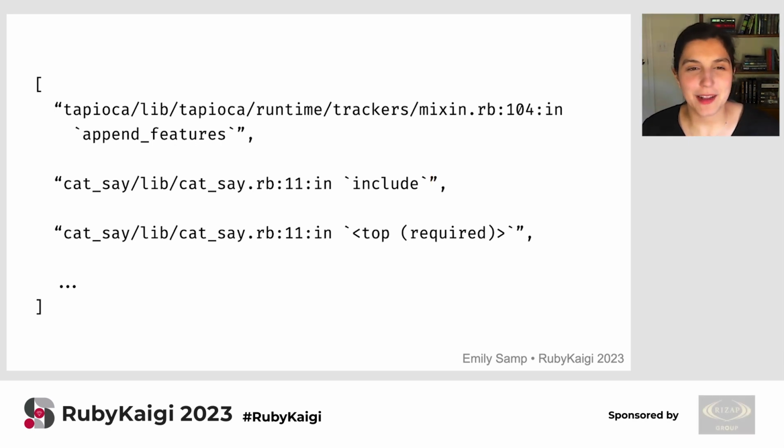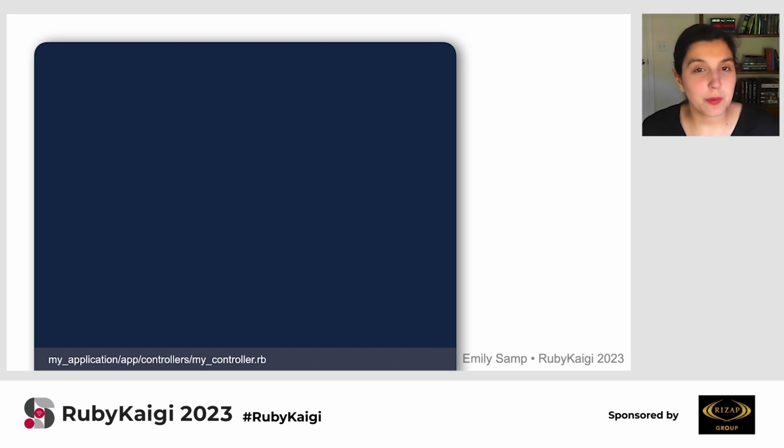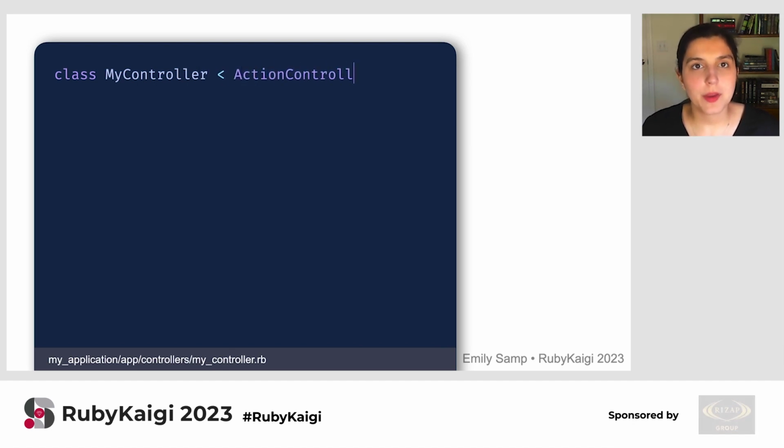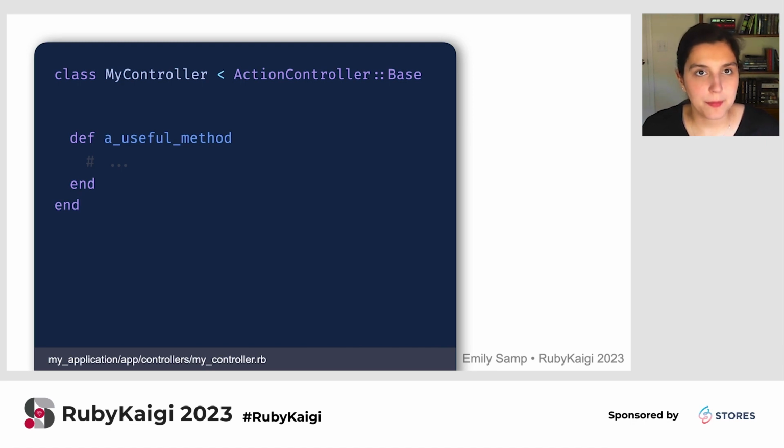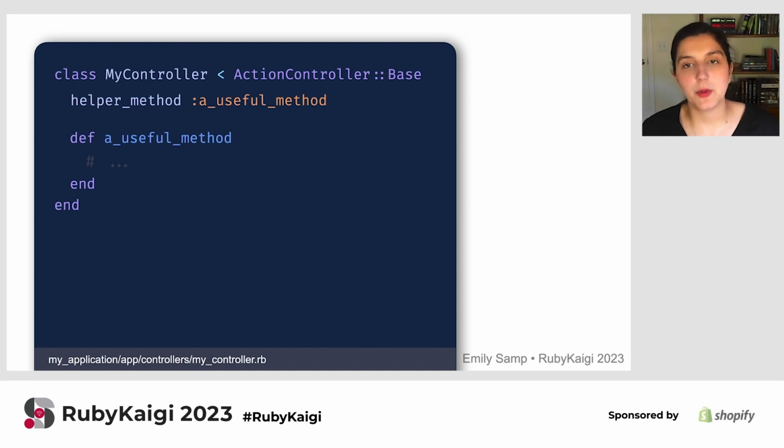Let's look at a more complicated example of a dynamic mixin, action controller's helper method pattern. Let's say we were writing a Rails app. Inside of the Rails app, we could create a controller, and in that controller, we could write some sort of useful method. The class action controller base actually comes with a method called helper method. We could use this method to mark methods in our Rails controllers as helpers, which means that they'll be available in the view as well as the controller.